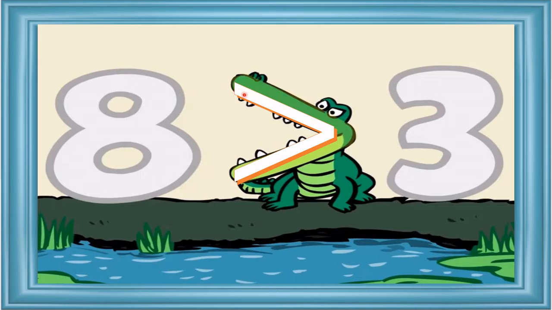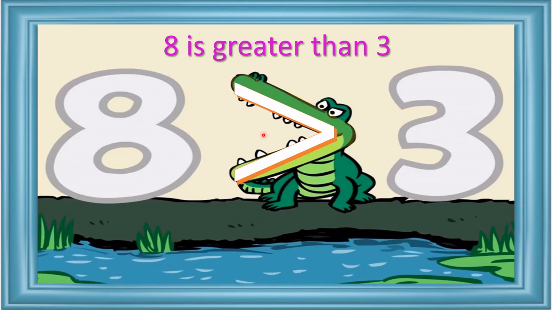Remember dear children, this symbol we use to tell the greater number. Open side always tells the greater number, and the closed side or the corner tells us about the smaller number. Here you know that 8 is greater than 3, right? So this symbol we use to tell greater than. Remember, open side. This is the open side. Open side always tells us about the greater number. Okay.